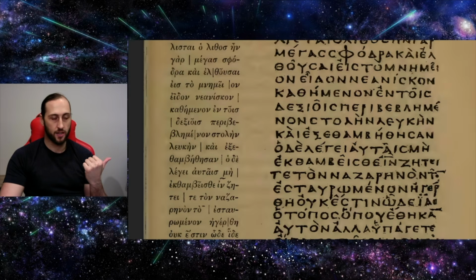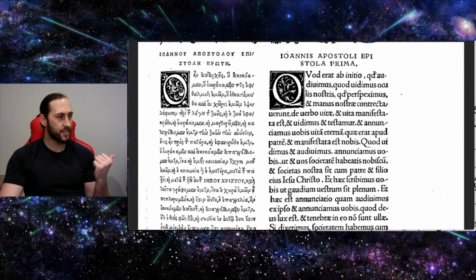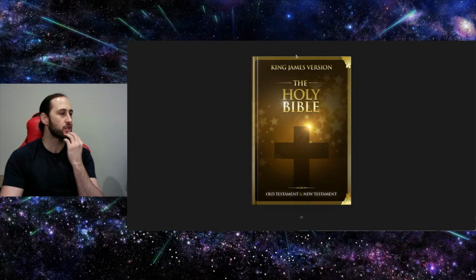This is the Codex Vaticanus, so 300 to 350 AD, 4th century. This is 4th century Greek and how it's written, compared to what we're looking at for what was used for the translation of the King James English. Let's just pull up the King James and see what it says. King James Version. Here we go.